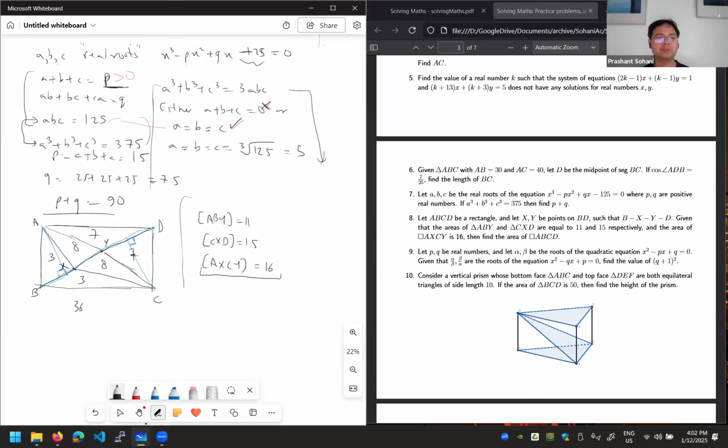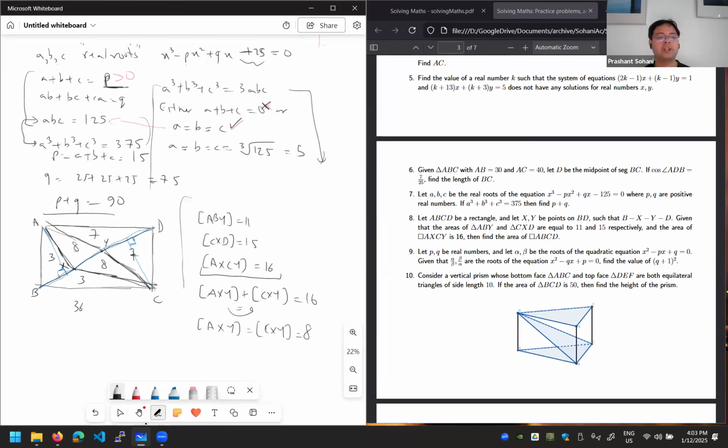So AXCY is 16. AXCY is this quadrilateral, which is divided into two smaller triangles, AXY and CXY. The sum of the two is 16. But if you notice these two triangles, they have the same base, XY is common, and the height is also equal. So the areas of the two are equal. Therefore each of them has to be equal to 8. Okay, common base and common height, so their area is equal. So we got both of them as 8, 8.